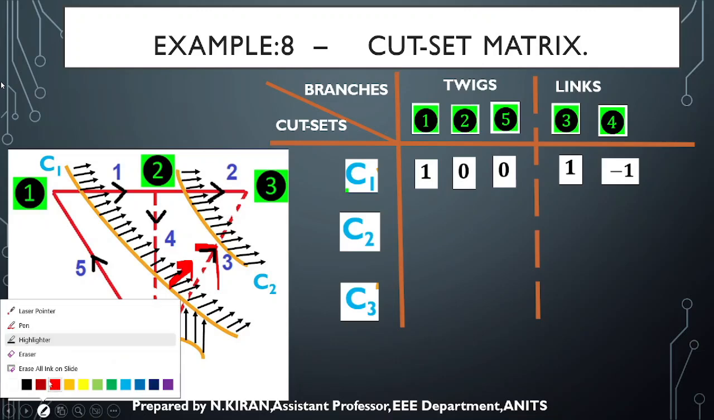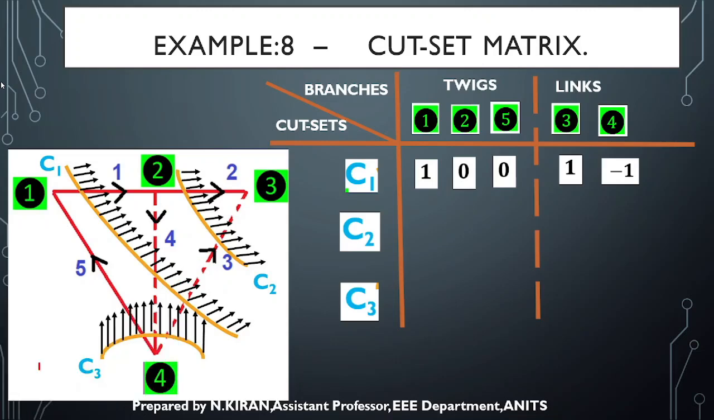Coming to cut set 2, C2: C2 and twig 1 are nowhere related, 0. C2 and twig 2 are in the same direction, +1. C2 and the fifth twig are nowhere related, 0. The third link is in the same direction as C2, so +1. The fourth link is nowhere related to C2, 0.